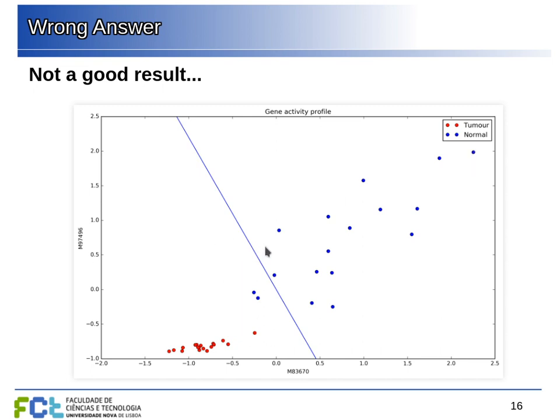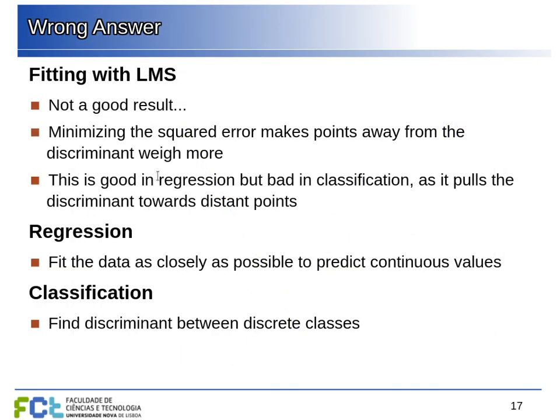So since the greater the distance to the discriminant, the greater the predicted value, and since we are squaring that difference between the prediction and the actual point, the points that are far away pull the discriminant with lots more force than the points that are close together. Now, this makes sense in a regression, because we want our line to go as close as possible to the points.